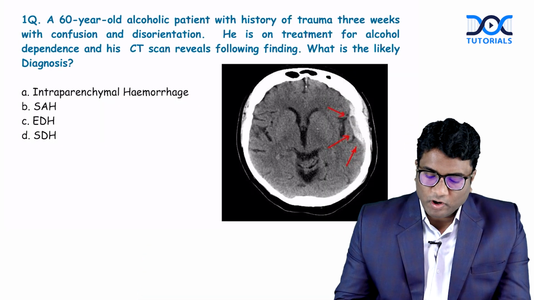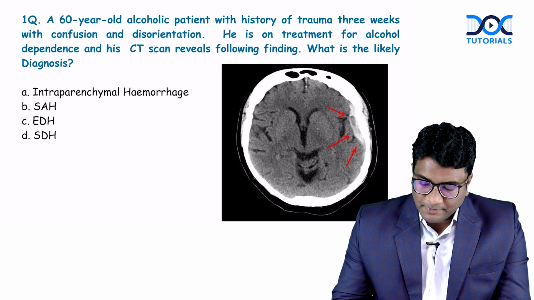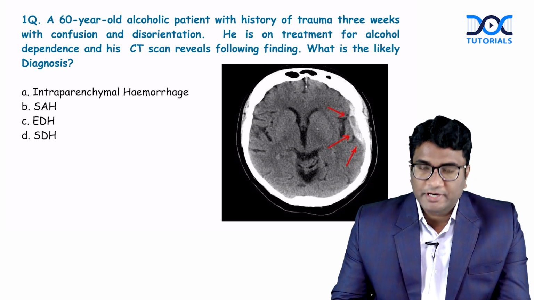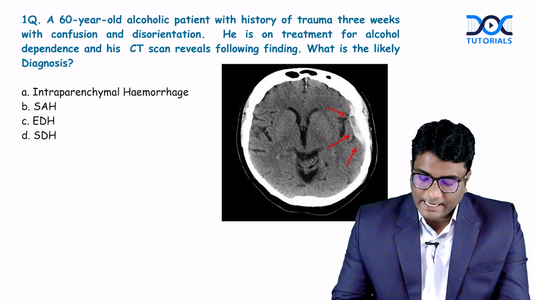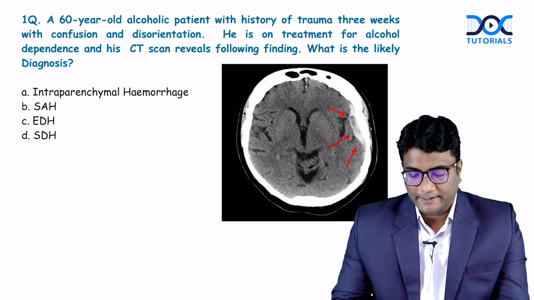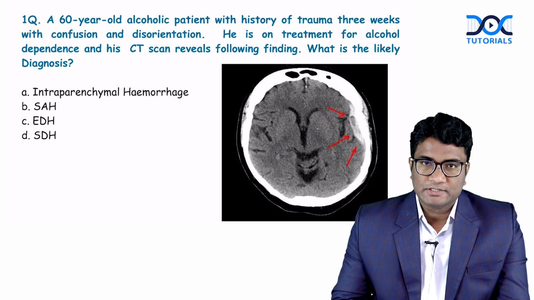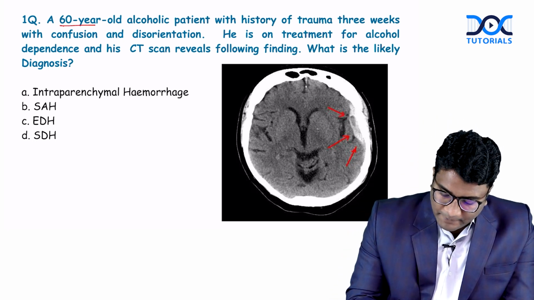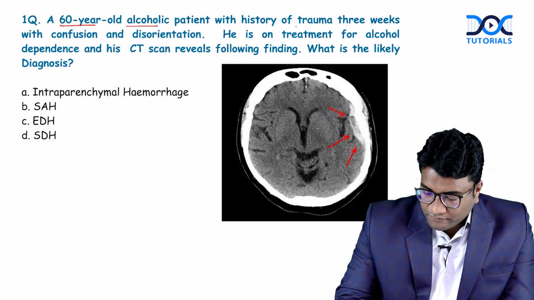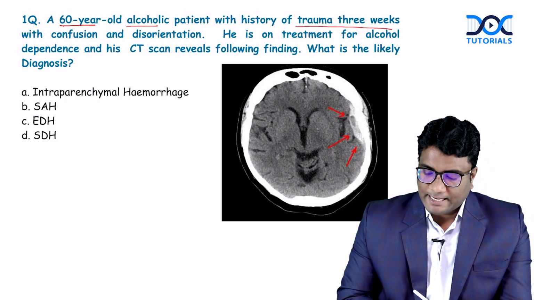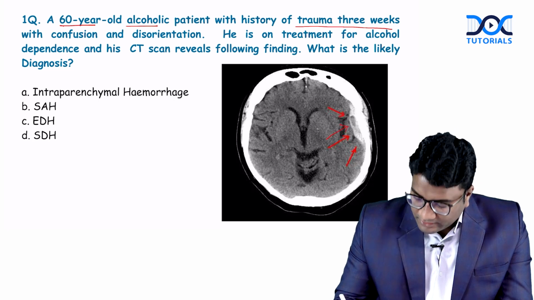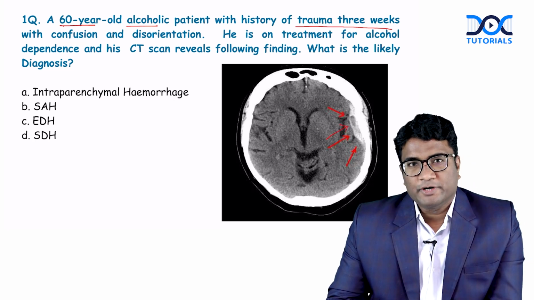A 60-year-old alcoholic patient with a history of trauma 3 weeks ago presents with confusion and disorientation. He is on treatment for alcohol dependence and his CT scan reveals the following finding. What is the likely diagnosis? A CT scan image is given of an elderly alcoholic patient with a history of trauma 3 weeks ago. The CT scan is showing a hyperdense collection on the left frontotemporal region.